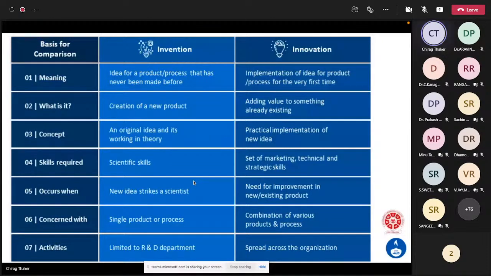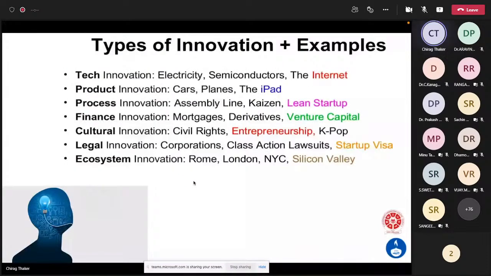So what are the types of innovation examples? If I say technology innovation examples, electricity, development of semiconductors and the proliferation of internet. Product innovation, cars, planes, iPad. Process innovation, assembly line, the Cincinnati slaughterhouse or the Ford car company assembly line. Kaizen, the Japanese terminology on the process which has been adopted by many manufacturing industries. Lean startup is the latest innovation process.